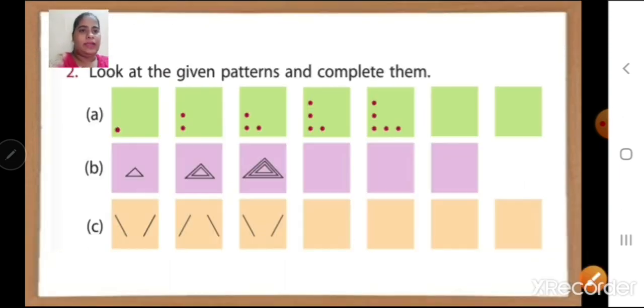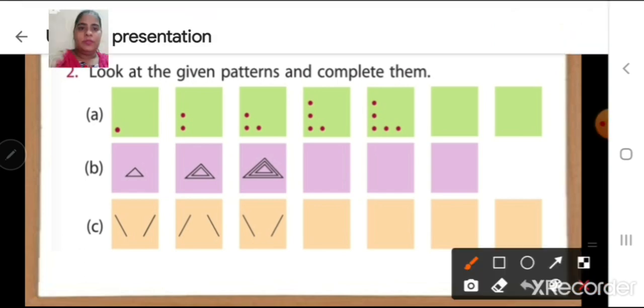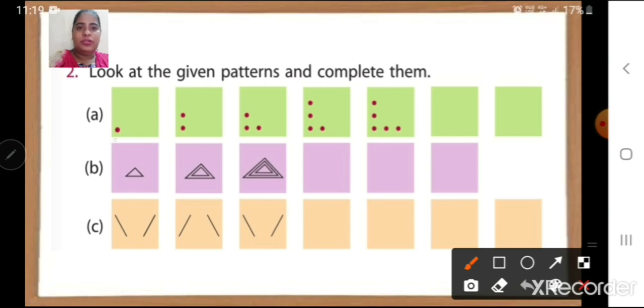Look at the given pattern and complete them, okay? So let us understand what the pattern is. First, you can see you have a dot in the corner of the square. Then there is one more dot up in the second one. Then here you can see there is one more dot down, 1 2 and 3. Here then 1 2 3 and 4 dots, correct?